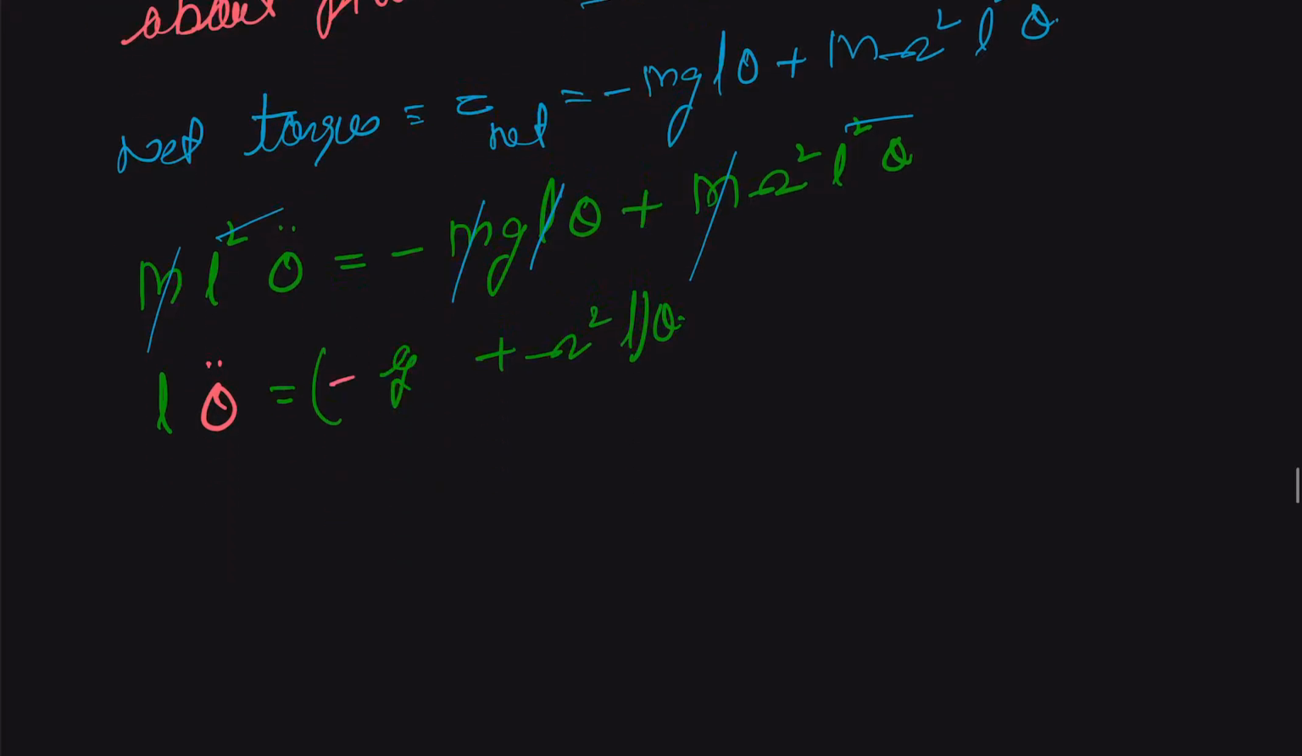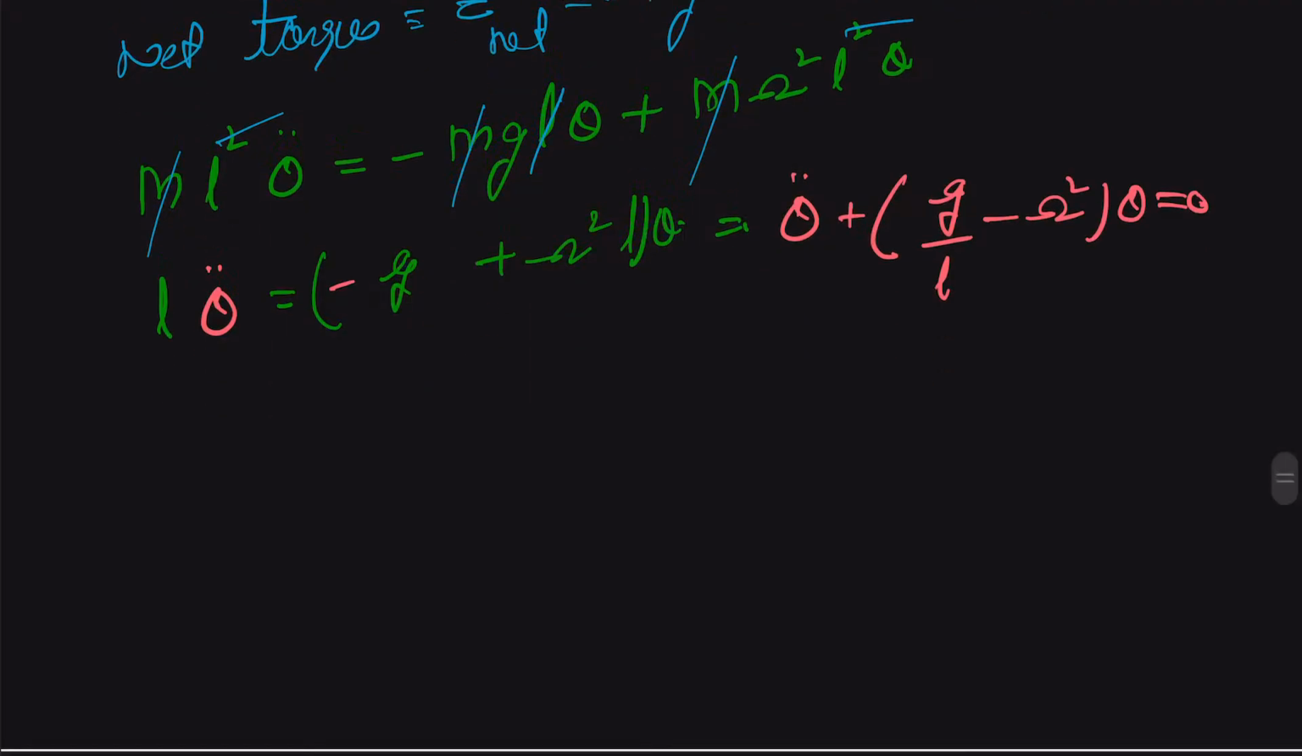Okay, now it's almost done. Therefore, we can say from here that our theta double derivative will be equal to, or we can take it in the right side, plus g upon L minus omega square times theta is equal to 0. And now we can make a comparison with theta double derivative plus omega square theta is equal to 0, which is a standard equation of our SHM.